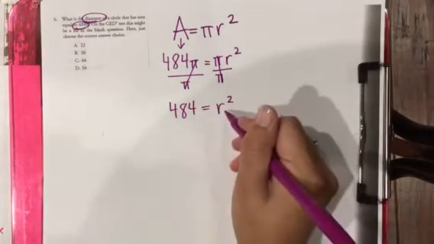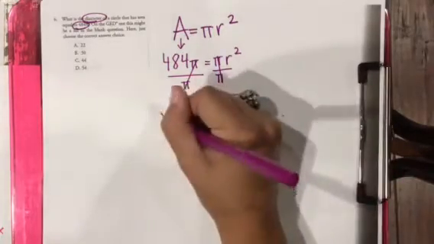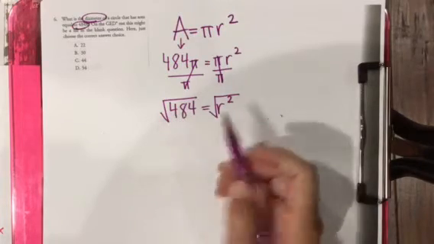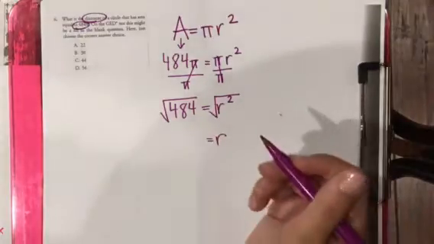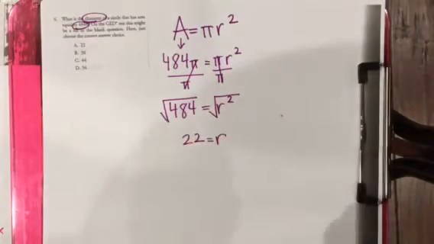Now in order to find what r is, or the radius, not r squared, I need to take the square root here. And so I'm going to take the square root of both sides. Algebra rule, whatever you do on one side, you have to do on the other side. So the square root of r squared equals r. The square root of 484 is 22. Can you find that on the calculator?